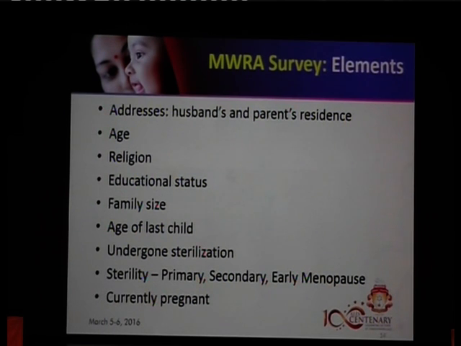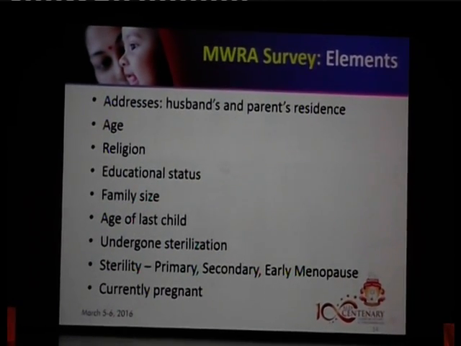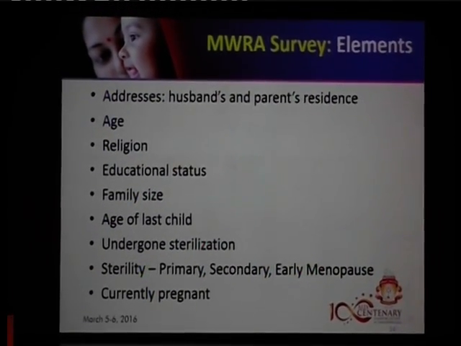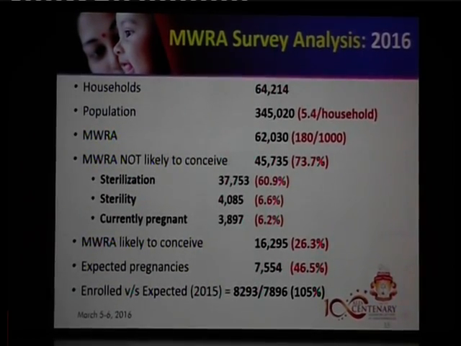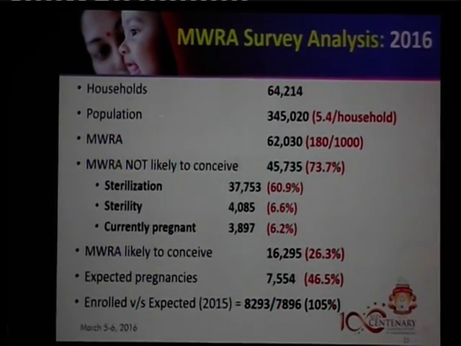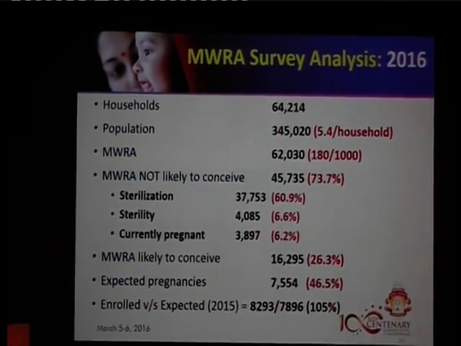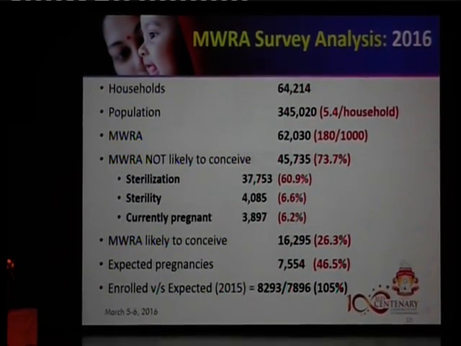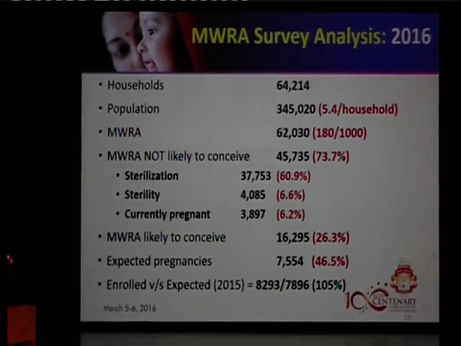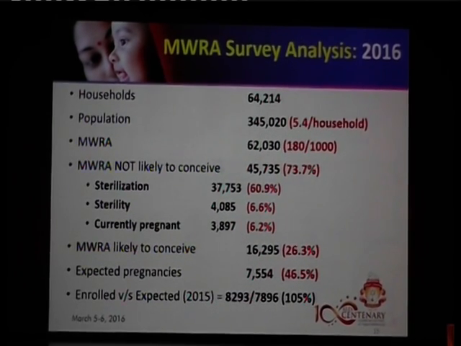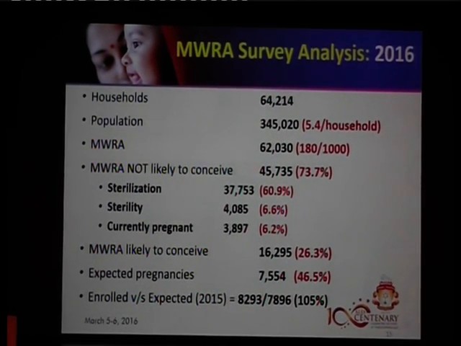We collect simple but very effective information during the survey. We have minimized the information collected in order to maintain the accuracy of the information. This is for the year 2016. We surveyed about 64,000 households covering a population of 345,000, and the family size is about 5.4 per household. Married women of reproductive, childbearing age number about 62,000. It works out to 180 per thousand population.